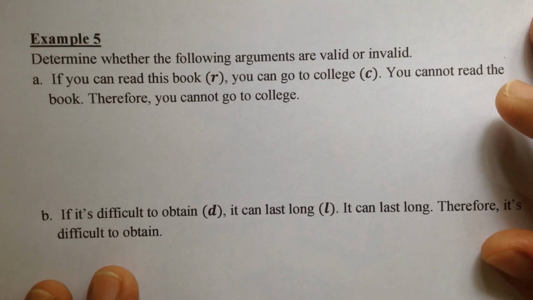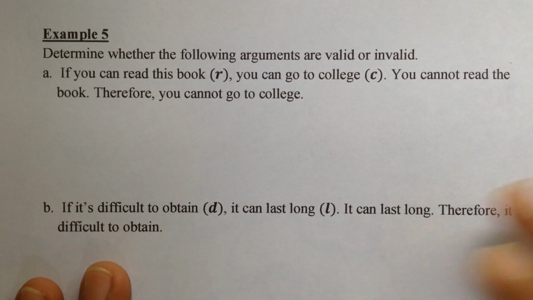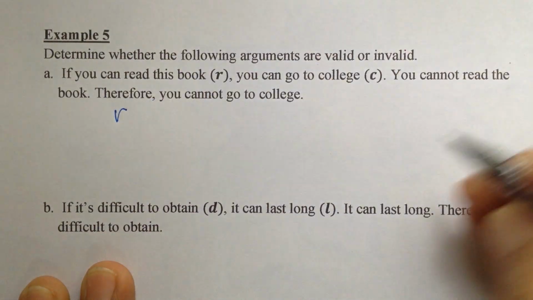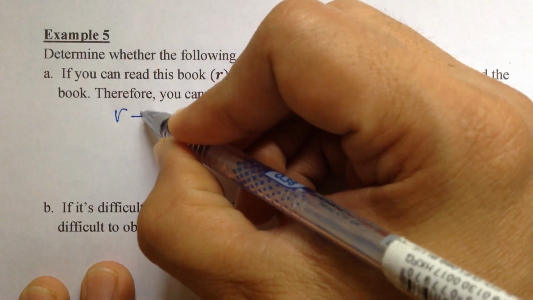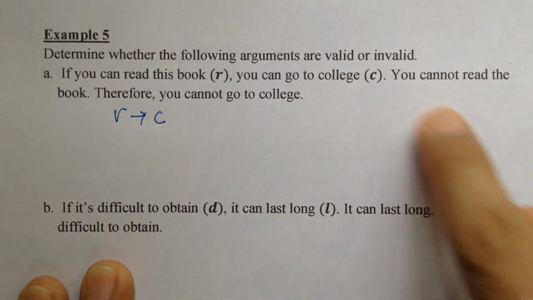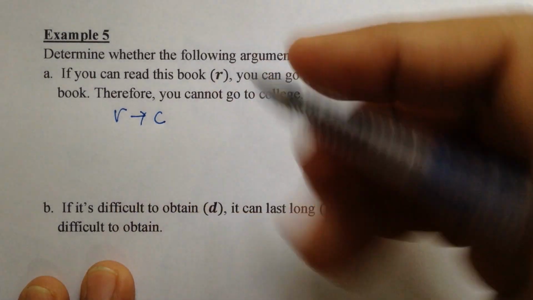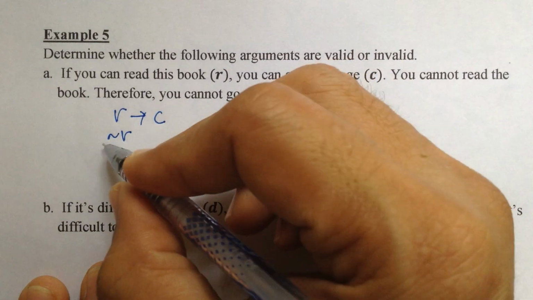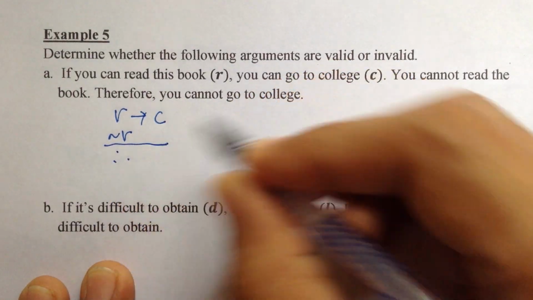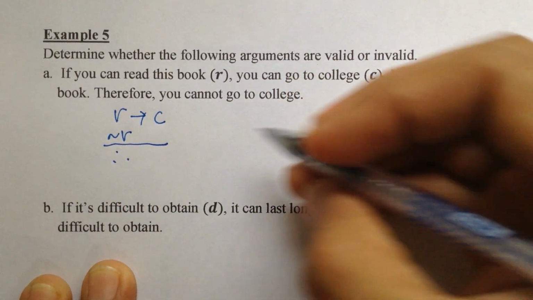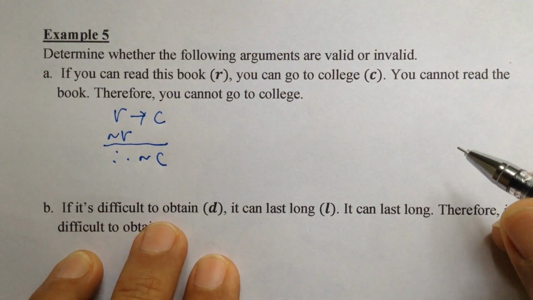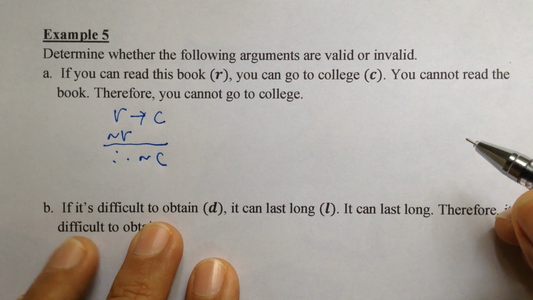Okay, for our next example: if you can read this book, so that's R, you can go to college, so implies C. You cannot read the book. That means you have negation of R. Therefore, you cannot go to college. That means you have negation of C. So is this a valid argument or not?